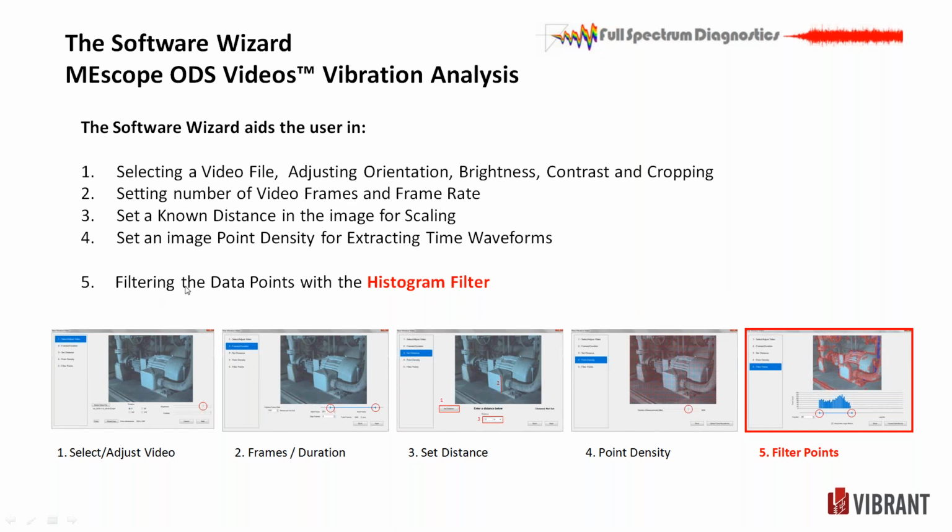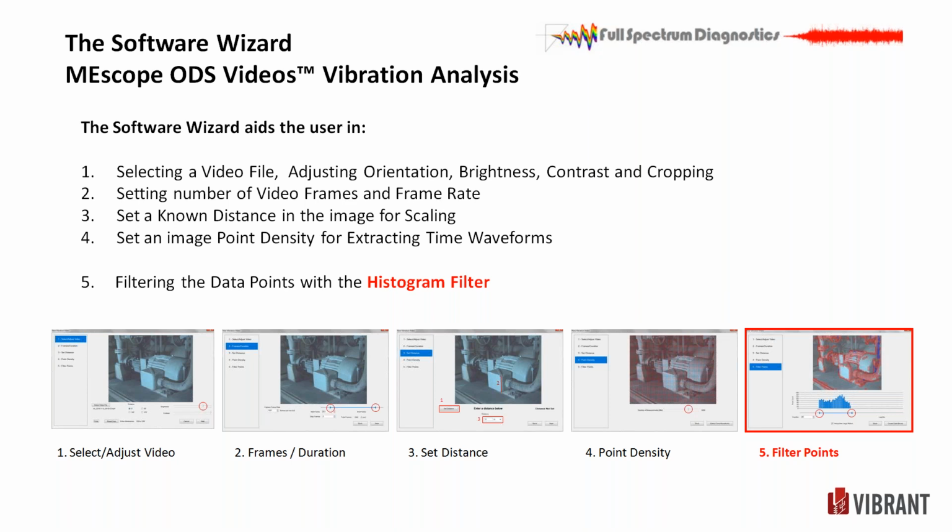And last, filtering the data points with the histogram filter. The histogram filter is the main basis we're going to talk about. First, I'm going to show you in the software, and then we're going to talk about it a little bit more, what it's used for and its limitations. And then we'll get on to some of the other points.